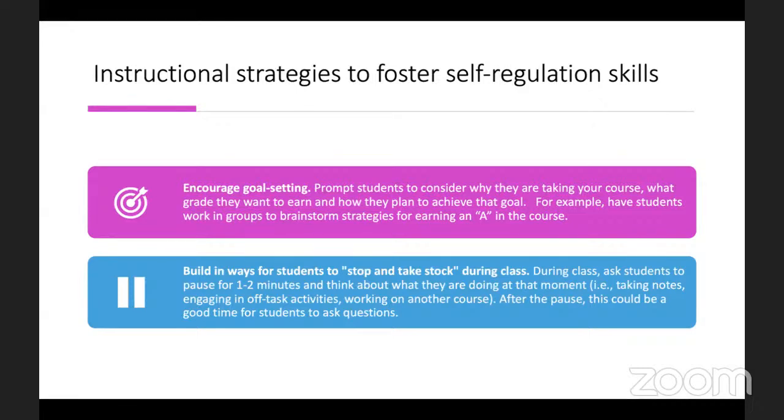The second suggestion is to build in ways for the students to stop and take stock during the class. Ask the students to pause for a couple of minutes and think about what they are doing at the moment. Are you taking notes, engaging in off-task activities, or working on another course? What is happening right now? After the pause, this could be a good time for the students to ask questions. This has to be implemented as a part of your instruction design. You think about when you should take the pause, ask these kinds of questions, and then encourage them to ask questions.